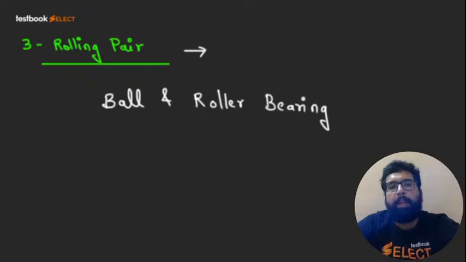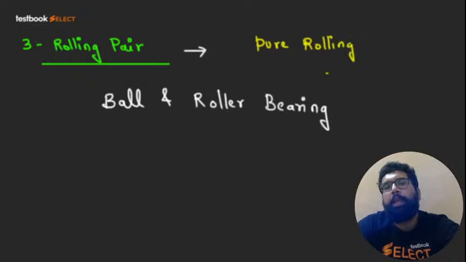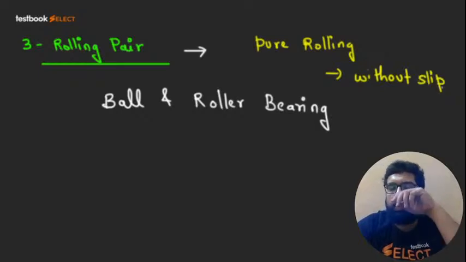Getting my point? Now remember, when we say rolling, we are referring to pure rolling. So what is this pure rolling? Pure rolling is the rolling without any slip. So that constitutes a rolling pair.